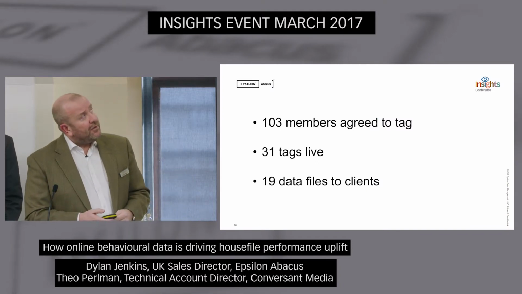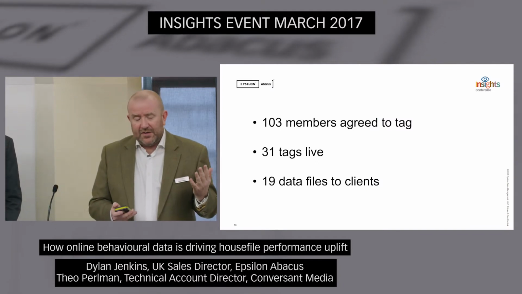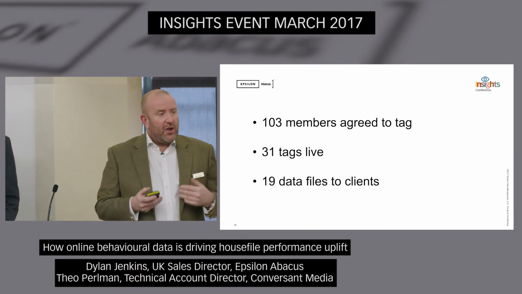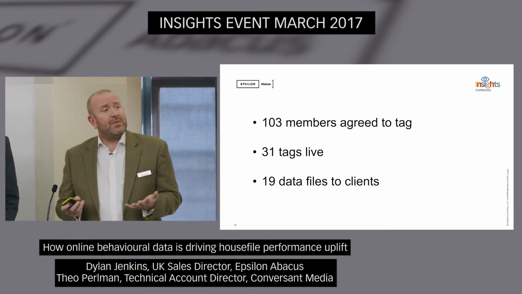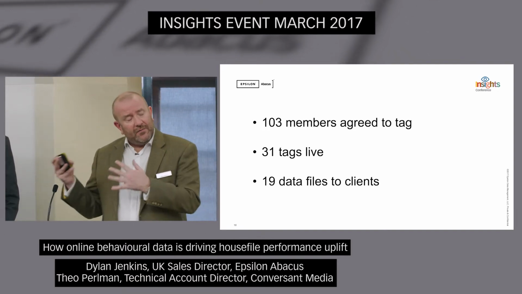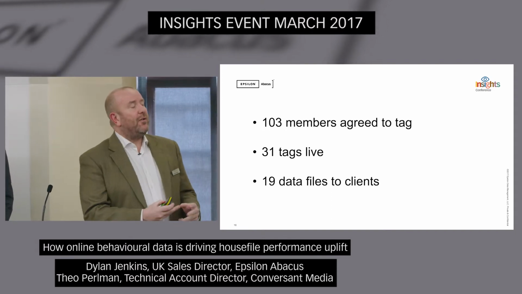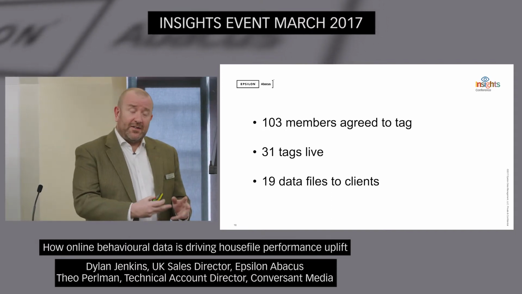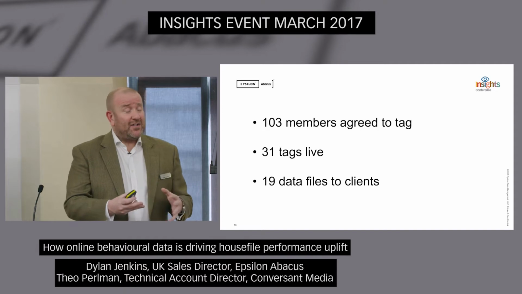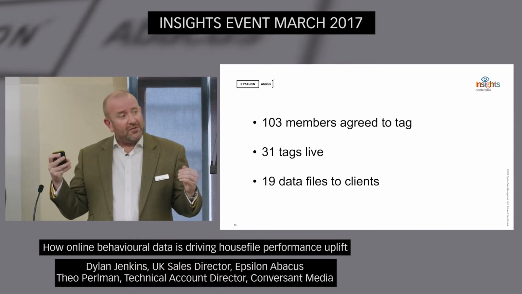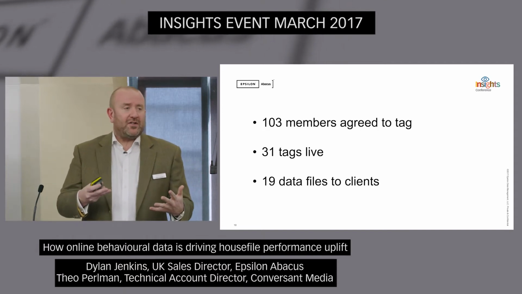So to update you, as you can see there, there's 103 companies who've agreed to tag their website. So agreed to put the Conversant tags on there so we can pull off that browser data, feed that into the Abacus database, and essentially use that layer of browser data to improve your customer segmentation.